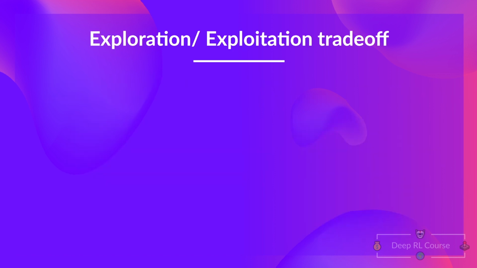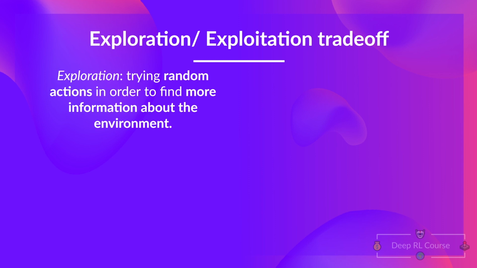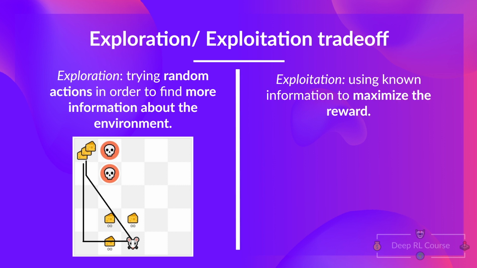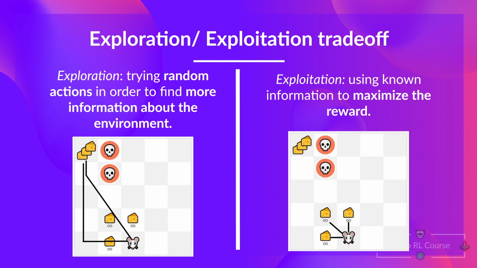Finally, before looking at the different methods to solve reinforcement learning problems, we must cover one more very important topic, which is the exploration-exploitation trade-off. Exploration is exploring the environment by trying random actions in order to find more information about the environment. On the other hand, exploitation is using known information to maximize the reward. Remember that the goal of our reinforcement learning agent is to maximize the expected cumulative reward, also called the expected return. However, we can fall into a common trap.